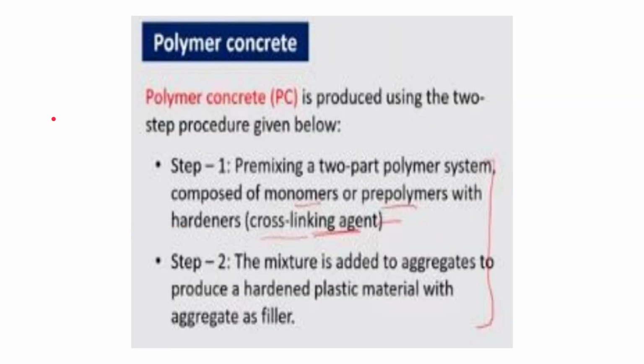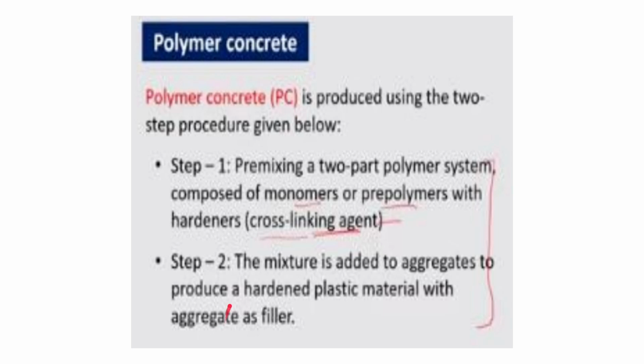Now let us go through each of the types of polymer concrete: PC, PIC, and LMC, that is polymer concrete, polymer impregnated concrete, and latex modified concrete. First let us study polymer concrete. It is produced using a two-step procedure. The first step is pre-mixing a two-part polymer system, composed of monomers or pre-polymers with hardeners, that is a cross-linking agent. The second step is adding the mixture to aggregates to produce a hardened plastic material.